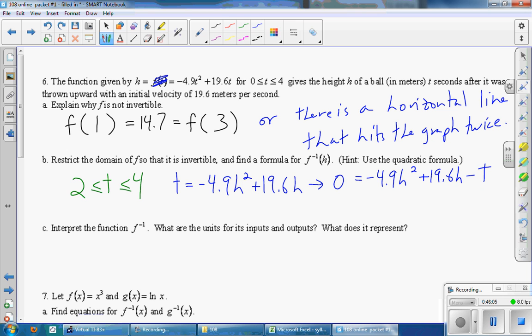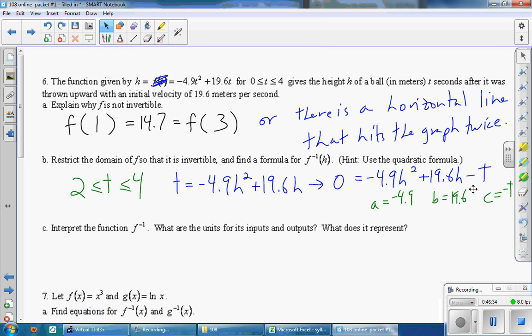It looks kind of different than your usual quadratic equation, but this is a quadratic equation where h is the variable. Remember, quadratic equations have a's and b's and c's. So a is negative 4.9, no problem. B is 19.6, it's positive. C, it's kind of weird, but the constant term technically here is negative t. Even though it looks like negative t is a variable, we can treat it as a constant because we're trying to solve for h. Everything that's not h is just constant for us.